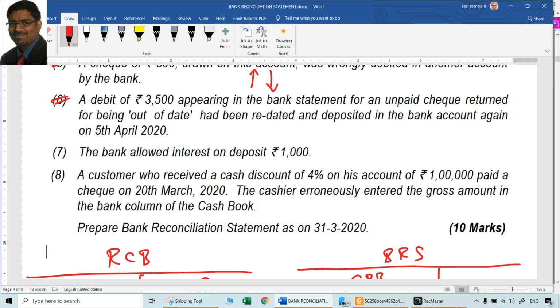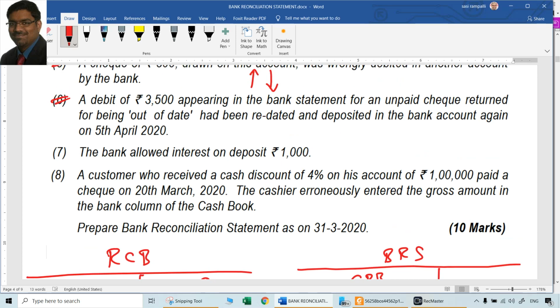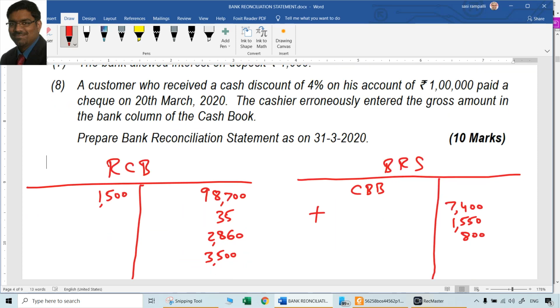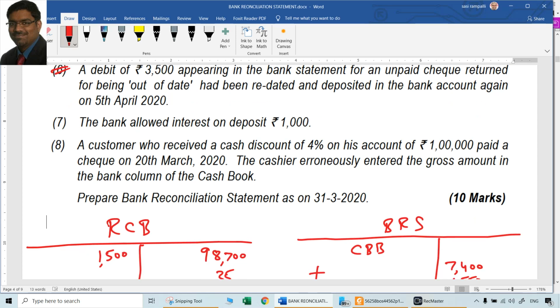As of now, what has happened? Originally, we deposited a check in the bank. That means we would have debited our cash book. Bank would have credited in the passbook. Then return happened. What did the bank do? Promptly debited the passbook. We did not make the entry in our cash book. That we are doing now, which is to credit the cash book, 3,500. It's as good as a check dishonored.